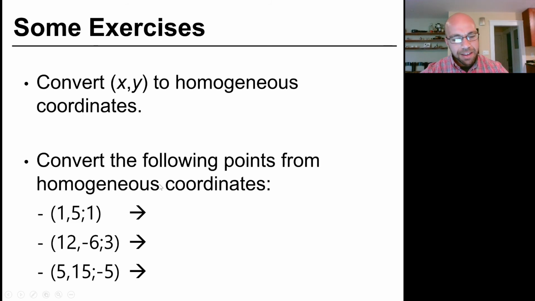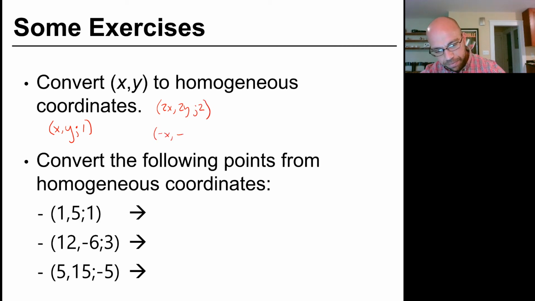So for example, let's say that I wanted to convert a point x comma y to homogeneous coordinates. Well, that's a pretty easy thing to do. I could write it as x, y, 1. But the kind of weird thing about homogeneous coordinates is that they're not unique. I could also write it as 2x, 2y, 2, or even minus x, minus y, minus 1. All of these are homogeneous coordinates for the point x comma y.